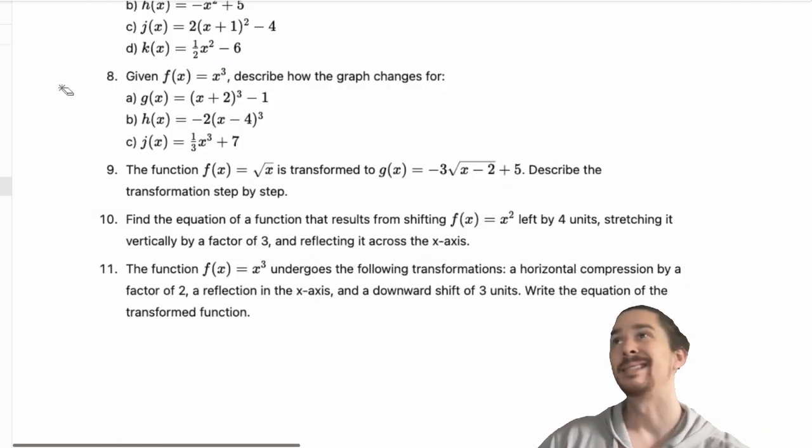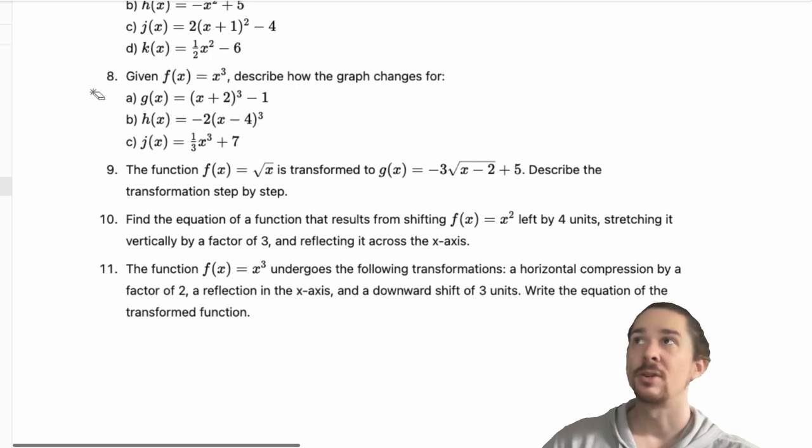Question 8. So this is the same thing, but instead of starting with x squared, we're starting with x cubed. Firstly, we can see we're adding 2 to the x, which means we're moving 2 in the negative x direction, and then we're subtracting 1 from the whole function, which means we're moving down by 1.